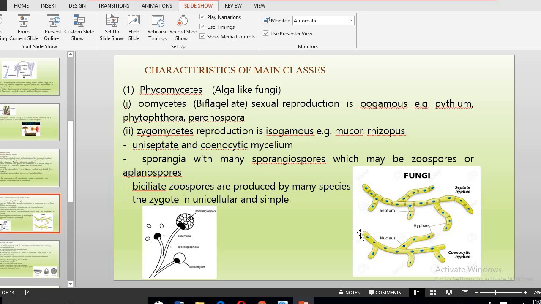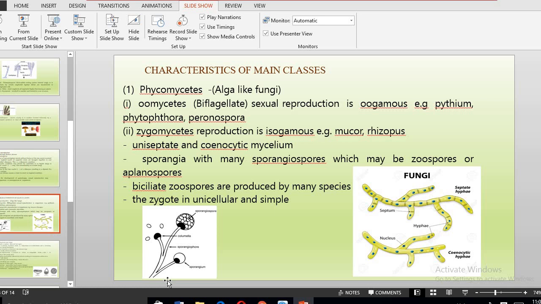Now we talked of the mycelium being aseptate or coenocytic, but in other fungi, not in Phycomycetes, I'm just using this diagram to explain this, when you have septa within the hyphae, the mycelium is referred to as being septate.